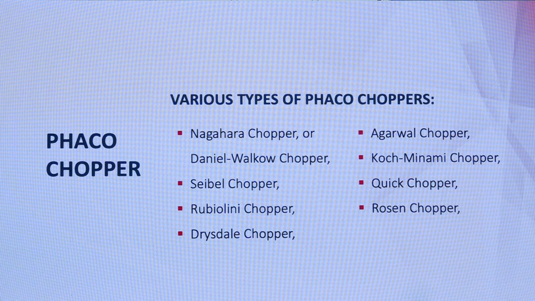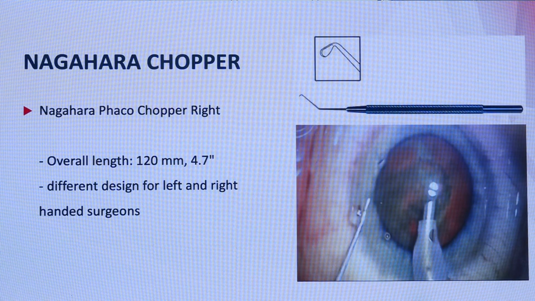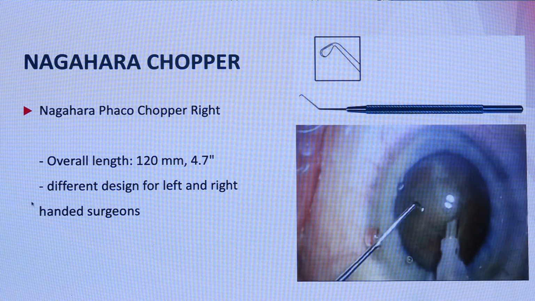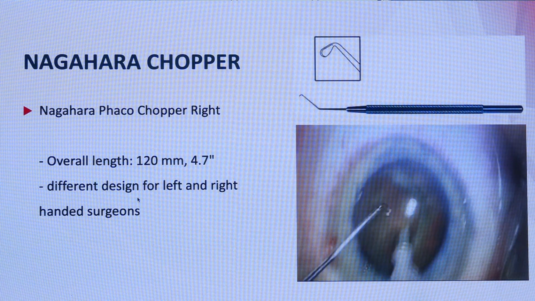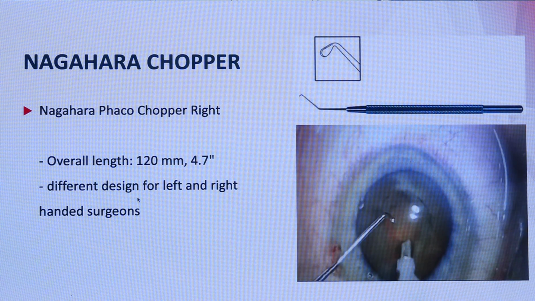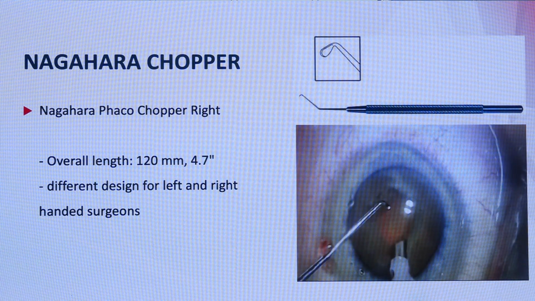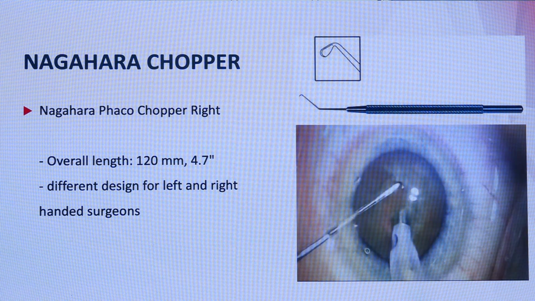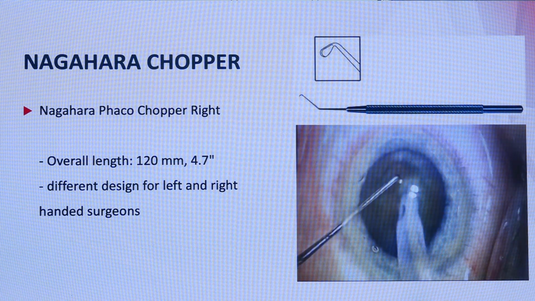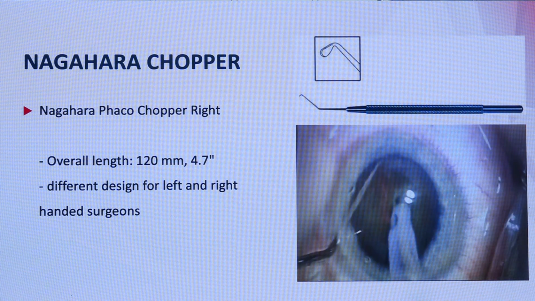Third thing is the Phaco chopper. There are varieties of Phaco choppers that we keep seeing every now and then, and this is a Nagahara chopper. It's angulated at 90 degrees and blunt at the tip. It's designed separately for left and right-handed surgeons. And it's slightly curved, not sharp, the curved edge is to prevent the posterior capsule rupture.